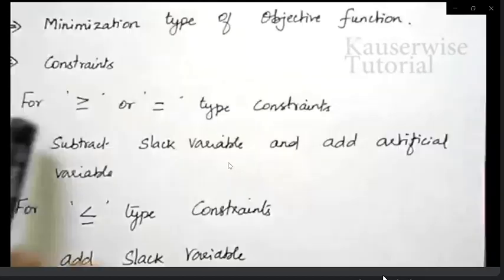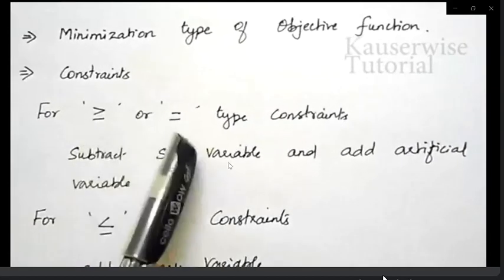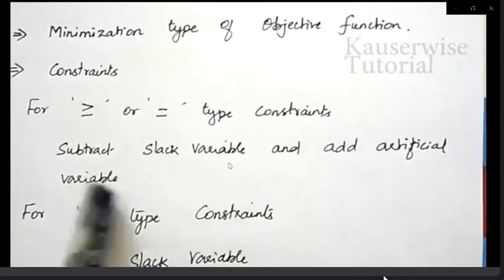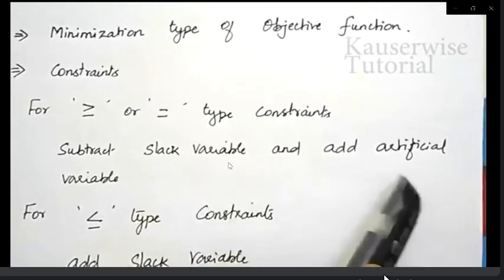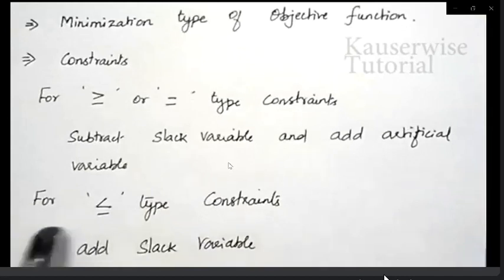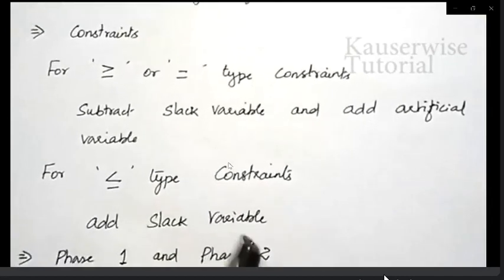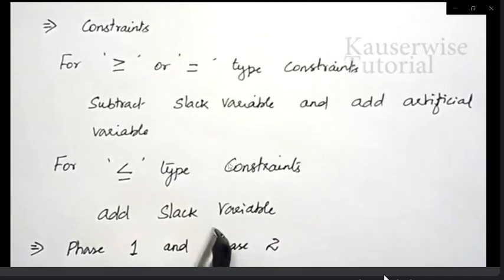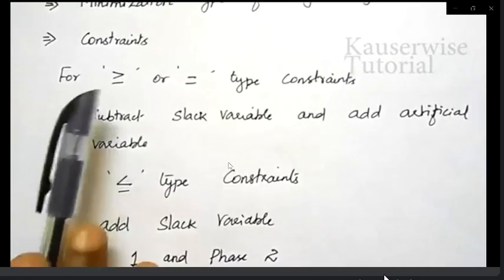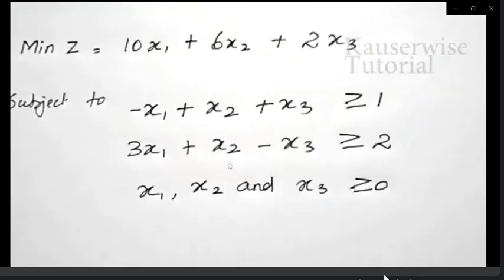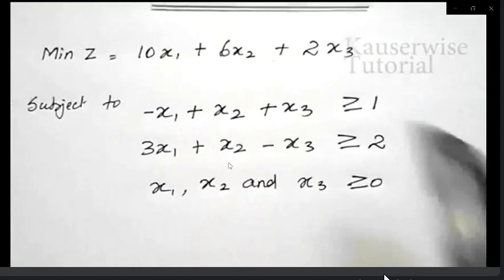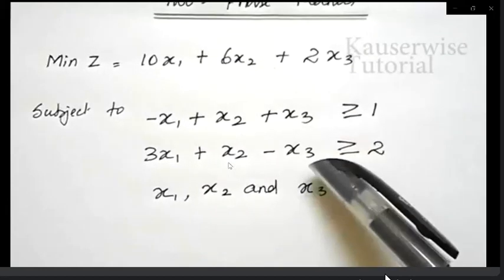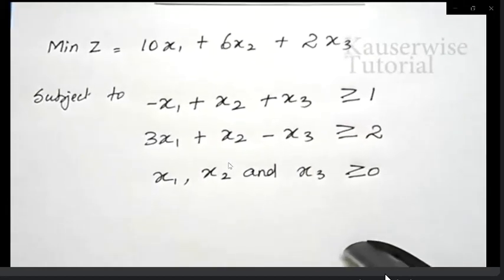Look at the second point, constraints. For greater than or equal type constraints, just subtract a slack variable and add an artificial variable, that is minus s1 plus a1. For less than or equal to type constraints, just add a slack variable only. Here we have greater than or equal to, so we need to subtract a slack variable and add an artificial variable in the first constraint as well as in the second constraint. Now I am going to form the canonical form of the given problem.